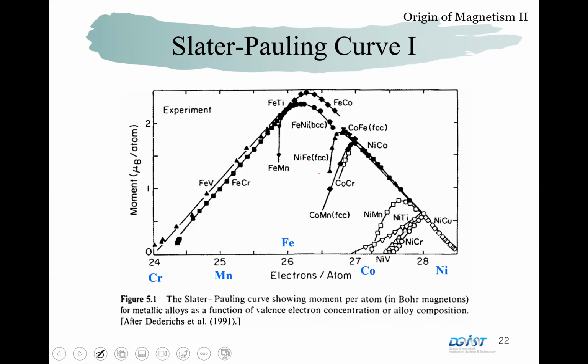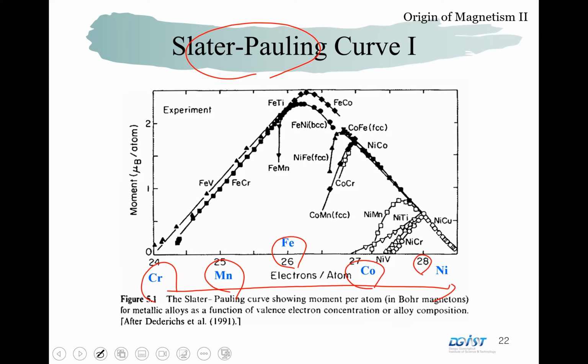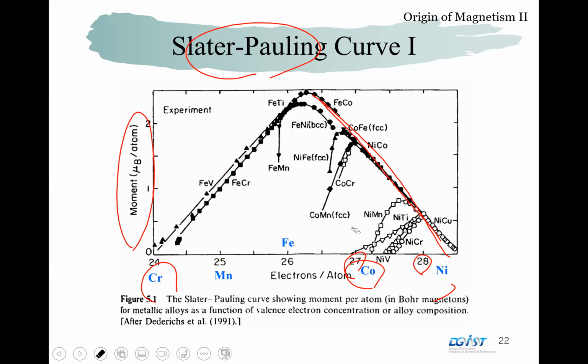Okay, this is one of the main conclusions. This is called the Slater-Pauling curve. What's the meaning of this curve? The x-axis is the number of electrons, and I put the atomic number here. This number is the electron number of nickel, cobalt, and so on. And the y-axis is the magnetic moment. And surprisingly, this curve's slope is just 1, right? This one is +1, this is -1.